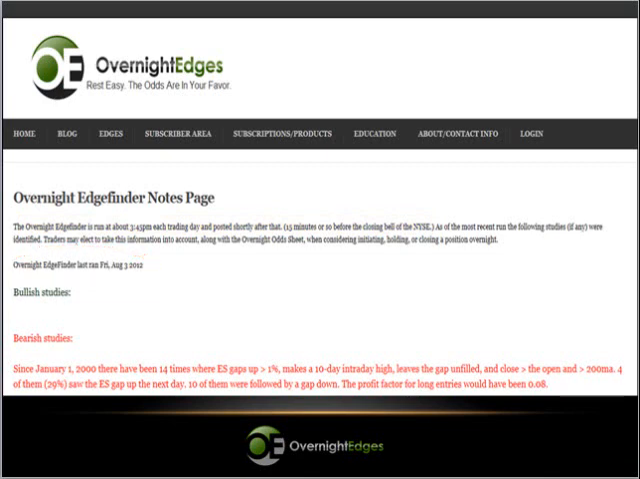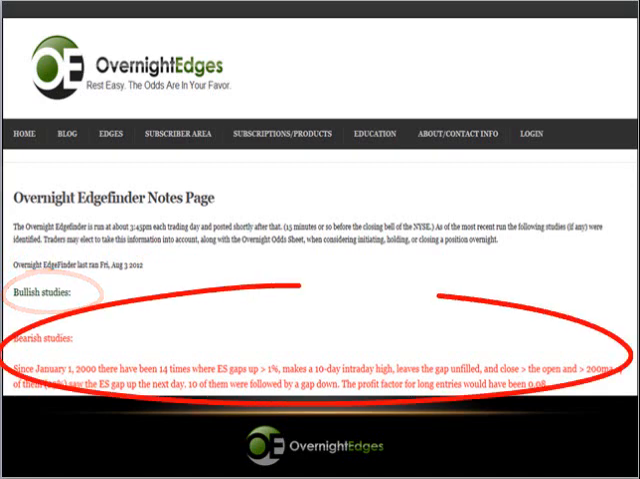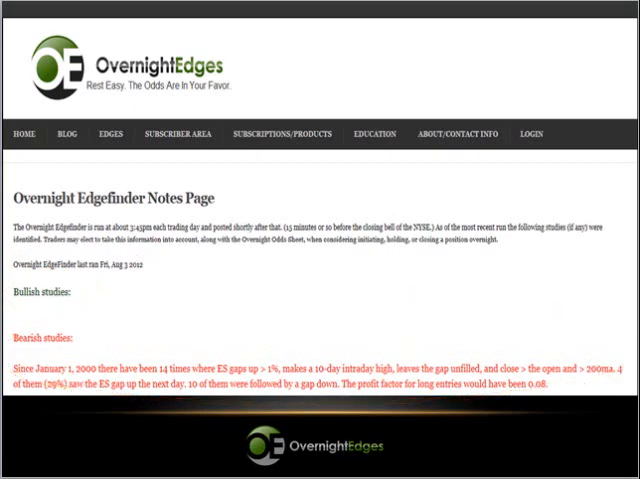Underneath that, studies are broken out so that the bullish ones appear first, and in green, and the bearish ones appear next, and in red. If no overnight edges are triggered based on the current day's action, then the area below where it says bullish studies or bearish studies will be blank. It's not uncommon for one or the other of these to be blank. On this day, there was just one bearish study that appeared.